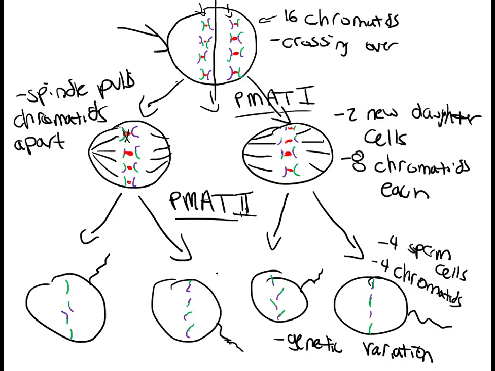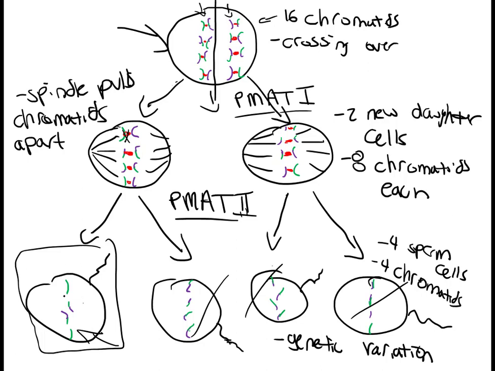Any one of these sperm cells could fertilize an egg, create a zygote, but only one of them could, meaning this sperm cell would create a child that looks very different than any of these other sperm cells because each one has different genes located in their chromosomes, different sets.